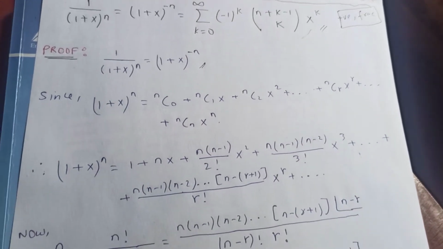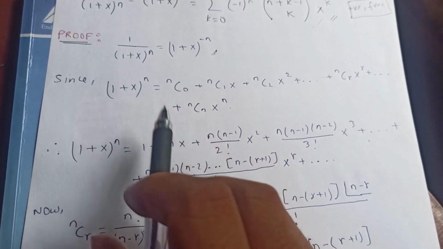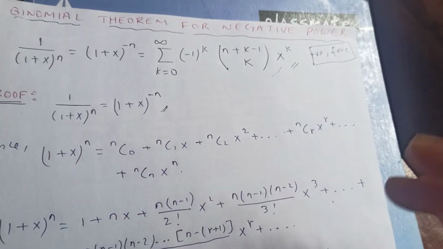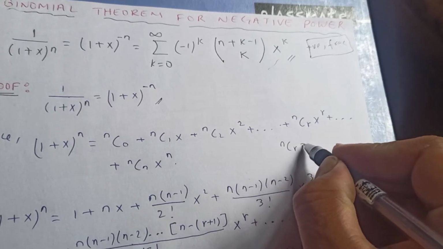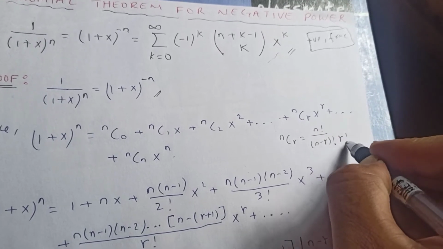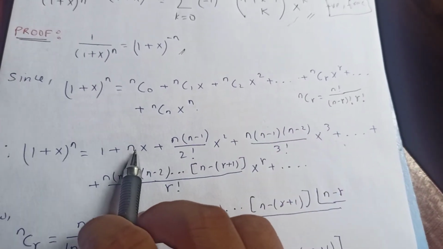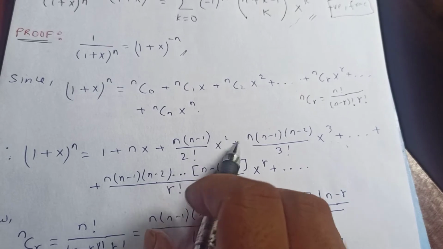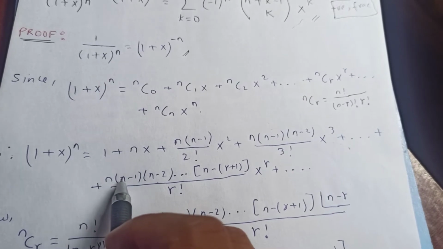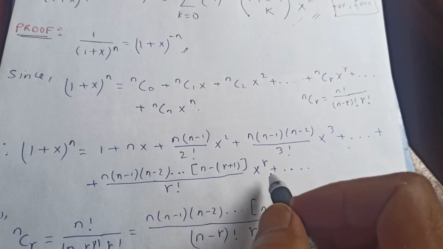Now for (1 plus x) to the n, n combination 0 is 1, plus n combination 1 is n. Using the formula n combination r is n factorial over (n minus r) factorial times r factorial, I'm putting that in, so you get nx plus n(n minus 1) over 2 factorial, x squared, plus n(n minus 1)(n minus 2) over 3 factorial, x cubed, and so on, plus n(n minus 1)(n minus 2) and so on up to (n minus r plus 1) over r factorial, times x to the r, and so on.